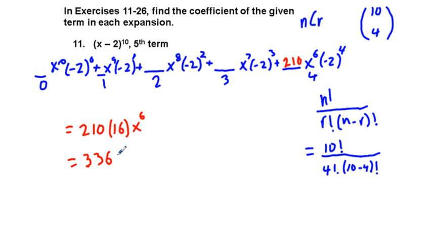So we go back here: 3,360 x to the sixth, and specifically we're being asked to find the coefficient. So our coefficient is going to be this number out in front of this x to the sixth. So there it is, boxed in.